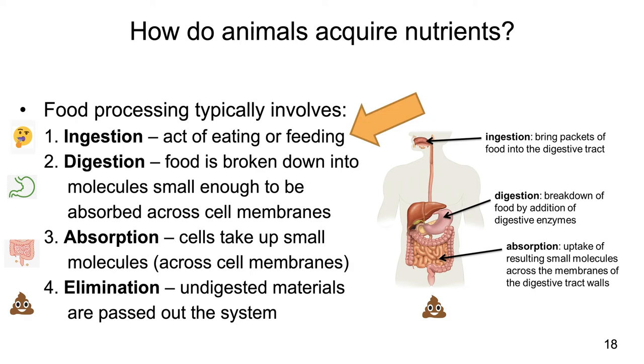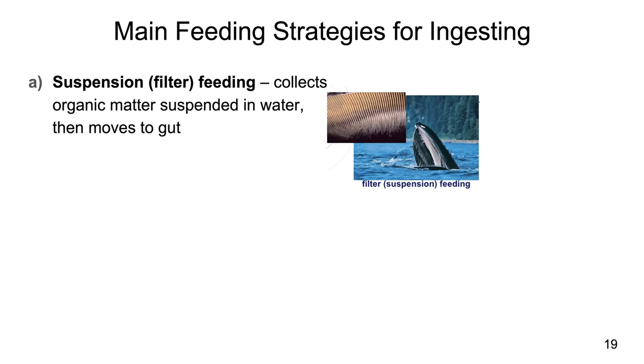So let's first look at ingestion across the animal kingdom, okay? There's a couple different main feeding strategies that animals can use. The first one is suspension or filter feeding, where essentially an organism is collecting organic matter suspended in water or suspended in air. So you're filtering out a bunch of little particles, and then you're moving those back to the gut. So a baleen whale is a great example of that.